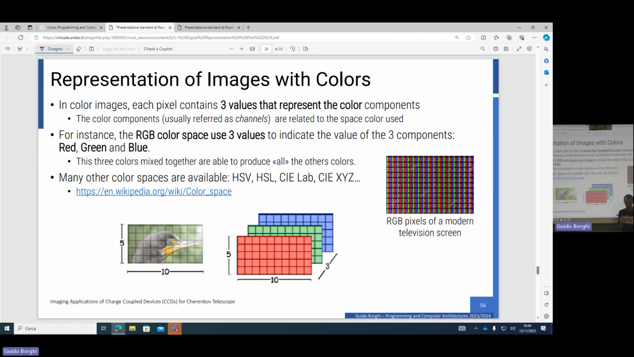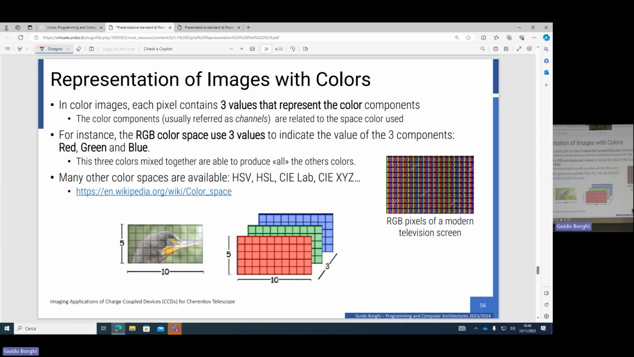Several studies have shown that it's possible to obtain many colors using different combinations of red, green, and blue. So how is it possible to represent color images in a computer? We use a matrix of elements called pixels. In particular, we have 3 different matrices, and each matrix represents a color component. If we are using the RGB format, these components are red, green, and blue.